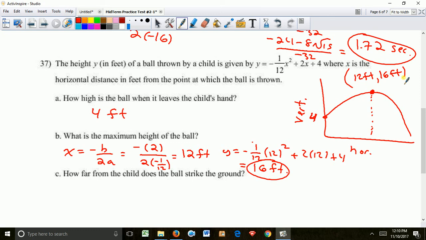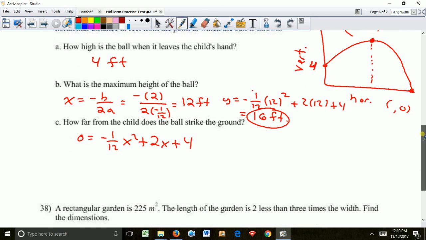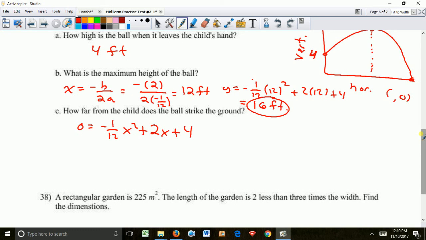All right. How far from the child does the ball strike the ground? You can use the quadratic formula and solve for the x-intercepts. Set your function equal to 0. You get 0 is equal to negative 1/12 x squared plus 2x plus 4. If you're using the quadratic formula for this one, I'd greatly recommend that you try to have the leading coefficient equal to 1. So go through and multiply everything by negative 12, and this will alleviate that problem.